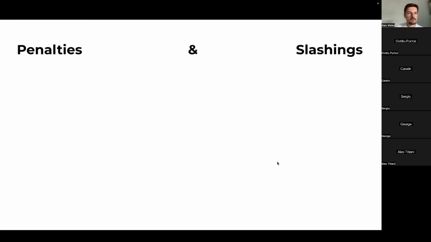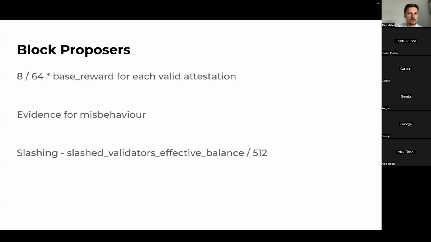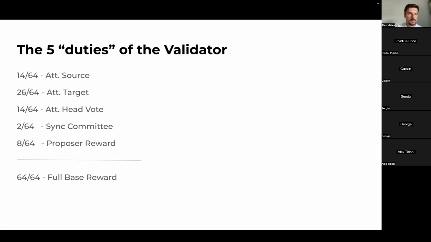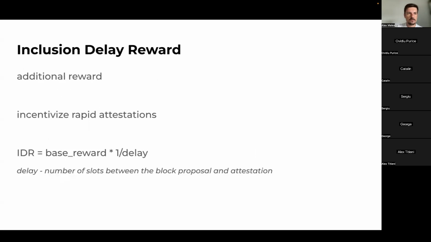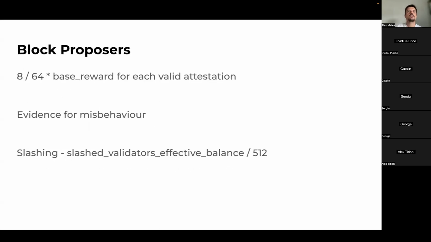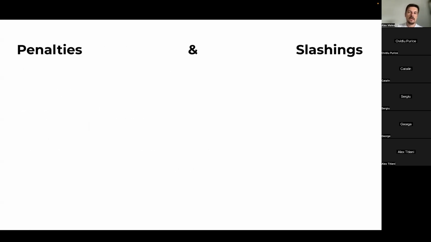Okay, and a bit more. So this is about the proposals. We have the 5 duties of the validator, the inclusion delay reward, and the special block proposer's reward. And then we also have the penalties and slashings. People get afraid when it comes to this part, because they think, I don't want to run a node because I might get slashed. But things are not as severe as they look.